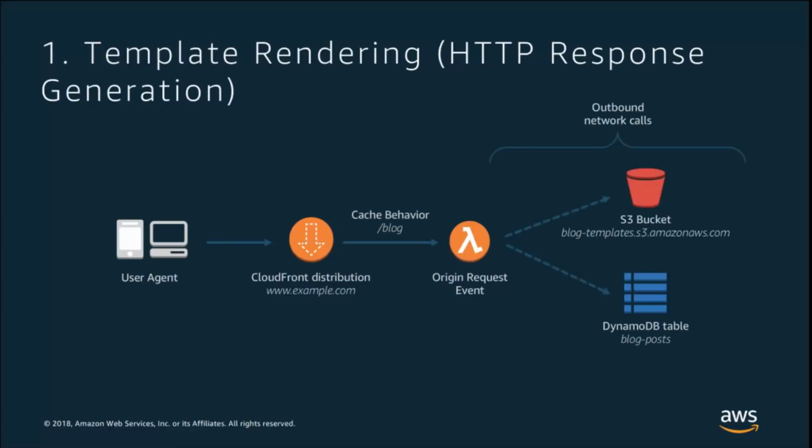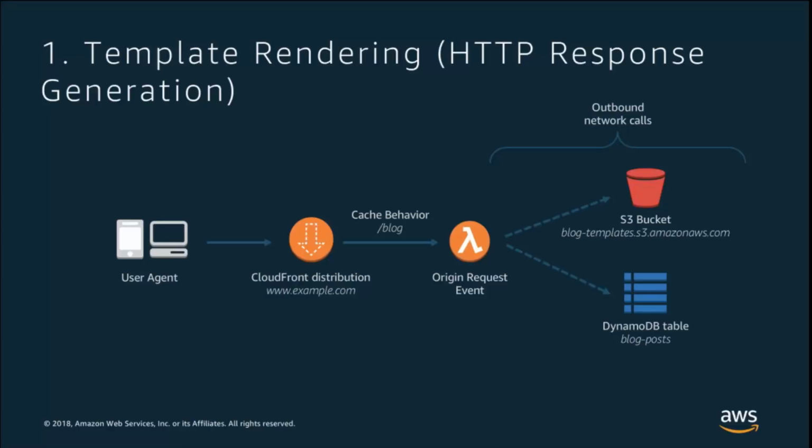Let's see how you can do that. So here, what you could do is set up a CloudFront distribution with a cache behavior. For those of you who are new to CloudFront, a cache behavior is essentially a mapping of a URL path pattern to an origin. So you could define a cache behavior saying that, hey, if the URL path that the user entered matches /blog, then invoke this Lambda at the edge function.